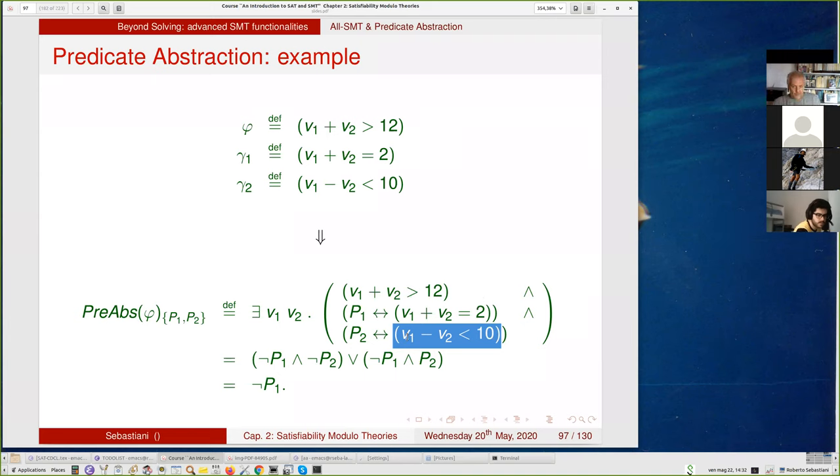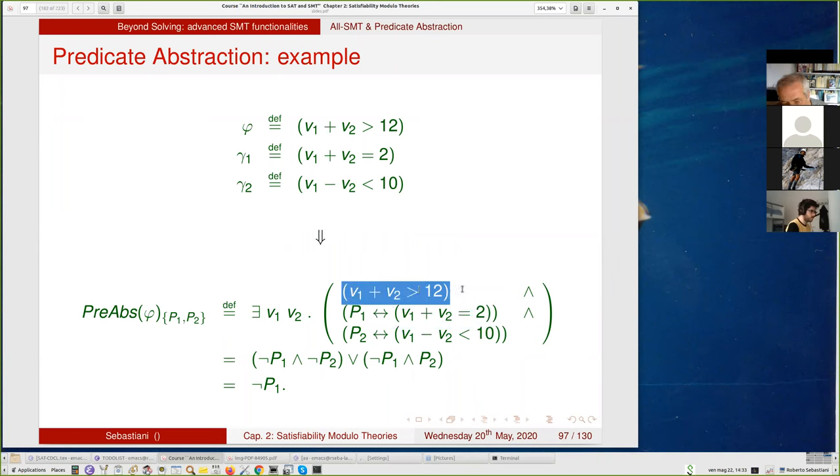So what you do here, you enumerate all possible combinations of P1 and P2. If I try P1 and P2 both true, I have 1 plus 2 is strictly smaller than 12, but 1 plus 2 is equal to 2. So you notice immediately that P1 is not compatible with this atom, because assigning P1 to true will make this true, which is incompatible with this, okay?